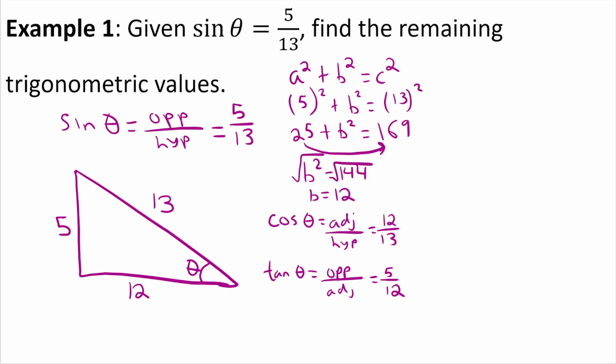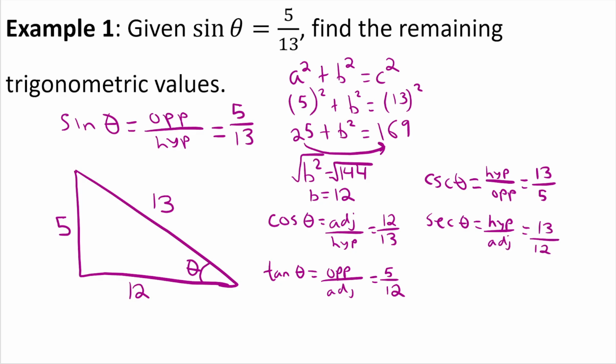And then you have the remaining 3, which are given to us also. It is cosecant, so CSC theta. Cosecant theta is the hypotenuse over the opposite, and that's just the reciprocal of sine. So 13 over 5. And then you have secant of theta, which is the reciprocal of cosine, which is 13 over 12. But I'll just write hypotenuse over adjacent as well: 13 over 12. And then you have cotangent, the reciprocal of tangent.